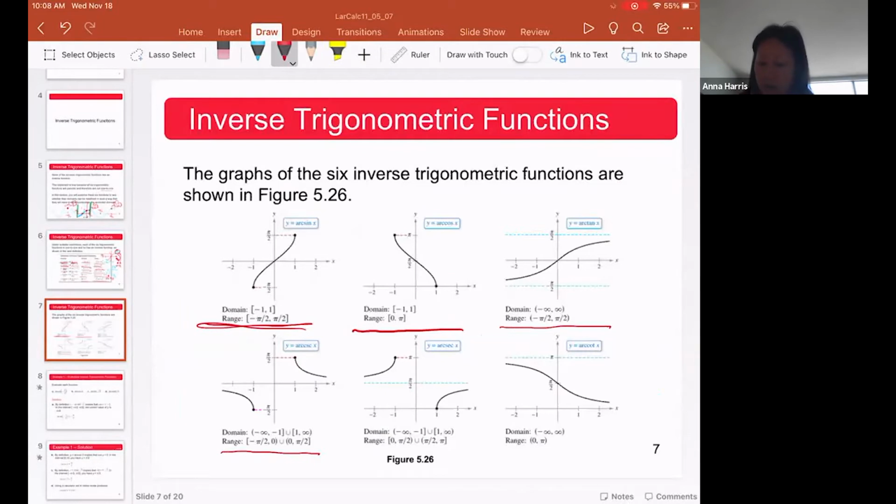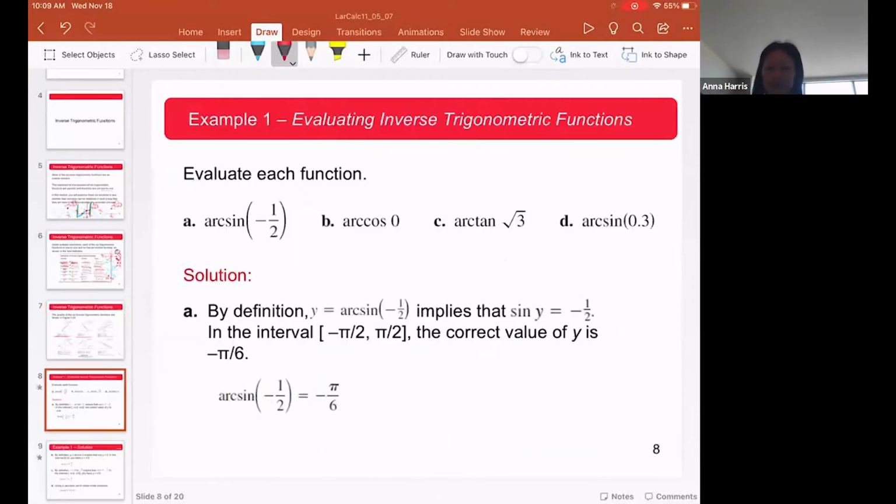It's arc cosecant, and this is arcsecant, and this is arc cotangent. Okay, so look at those. So when you do your homework assignments, you can refer to this so you kind of understand what a graph looks like. So looking at the evaluate each function, let's look at this. So it's an arcsine.